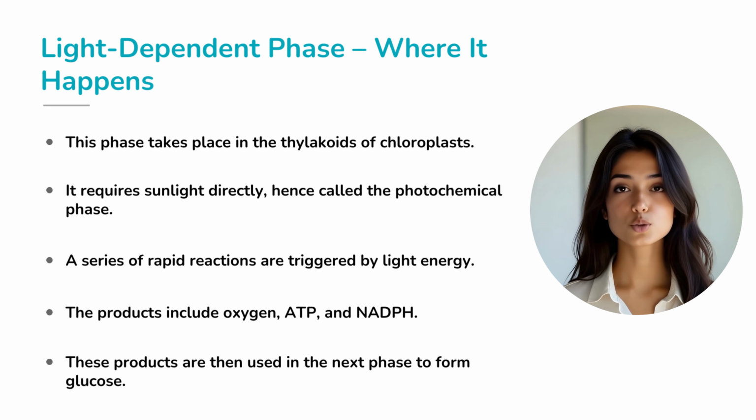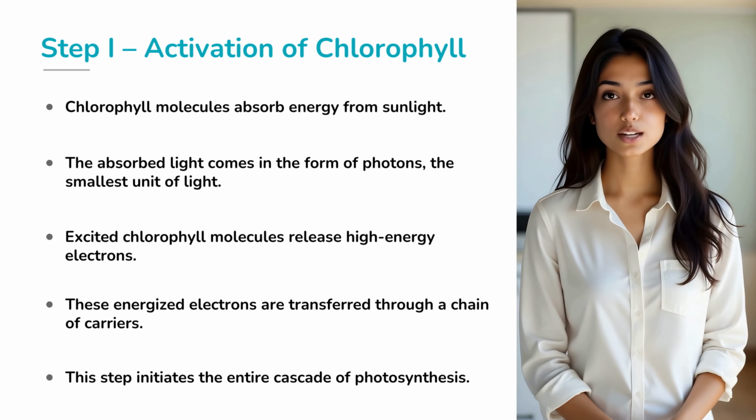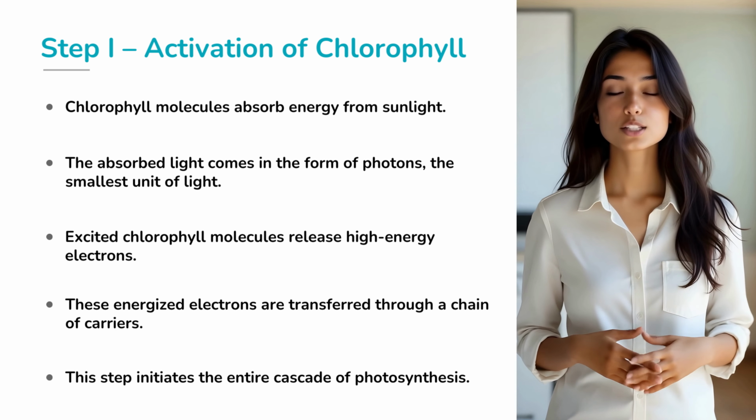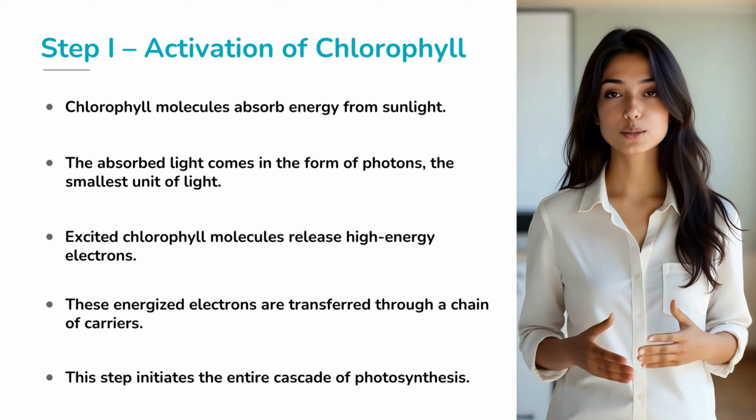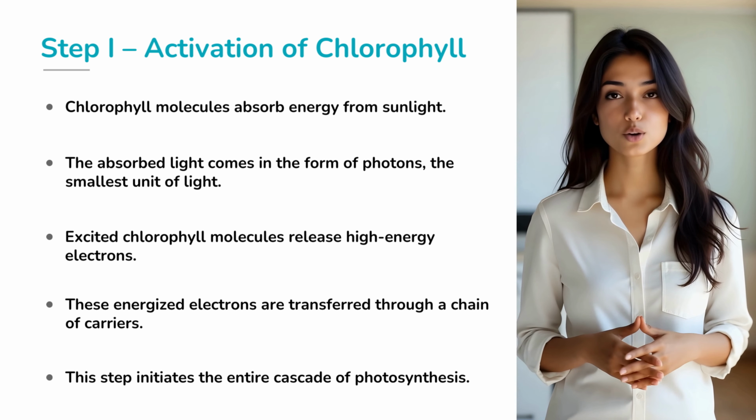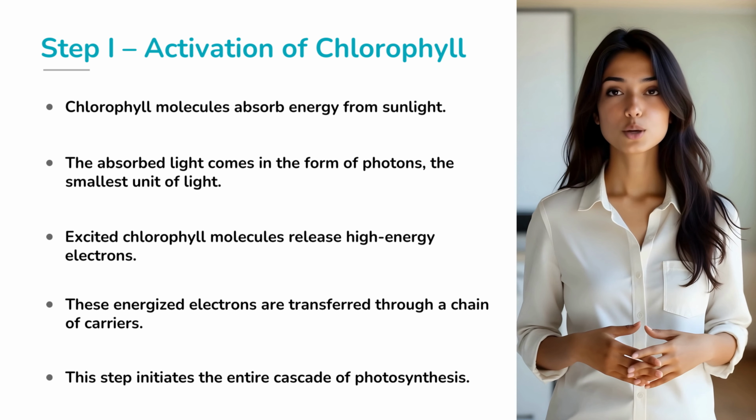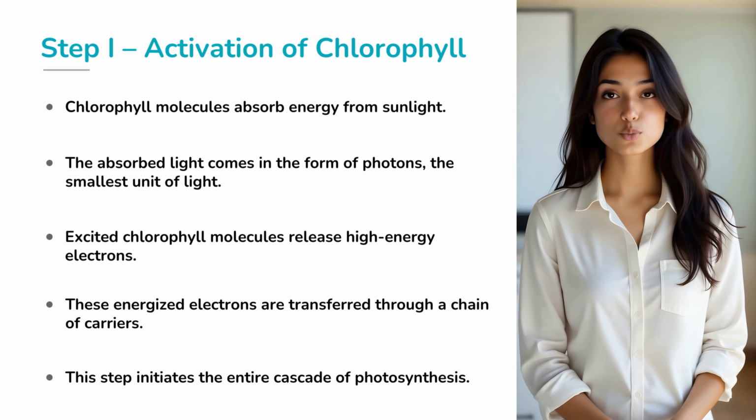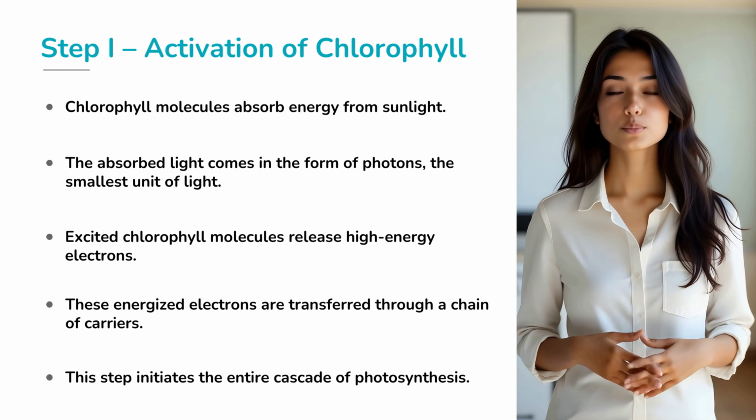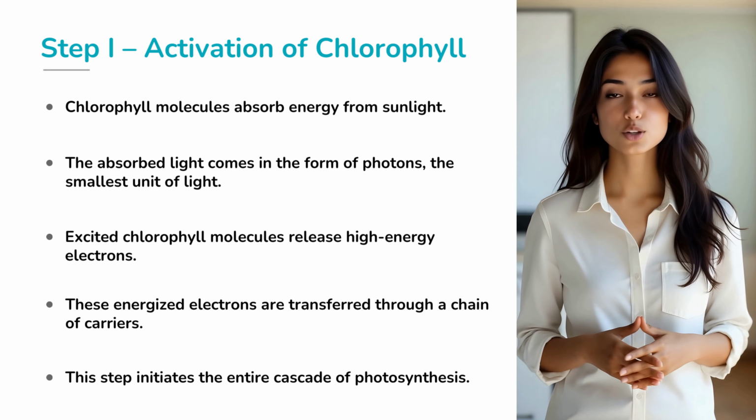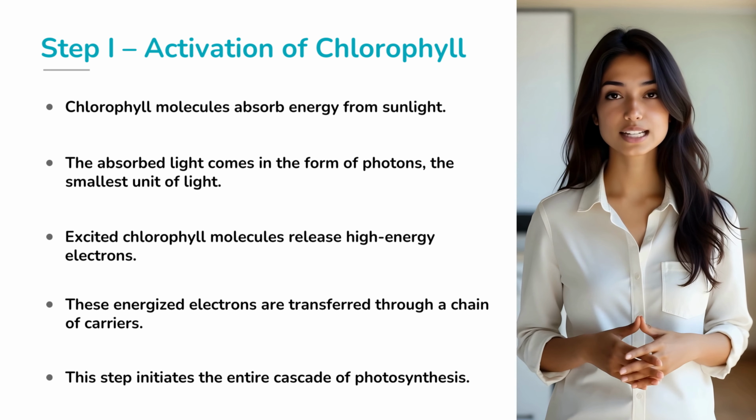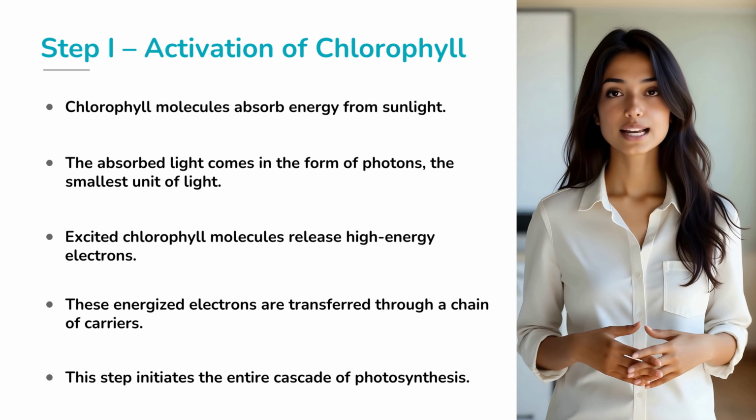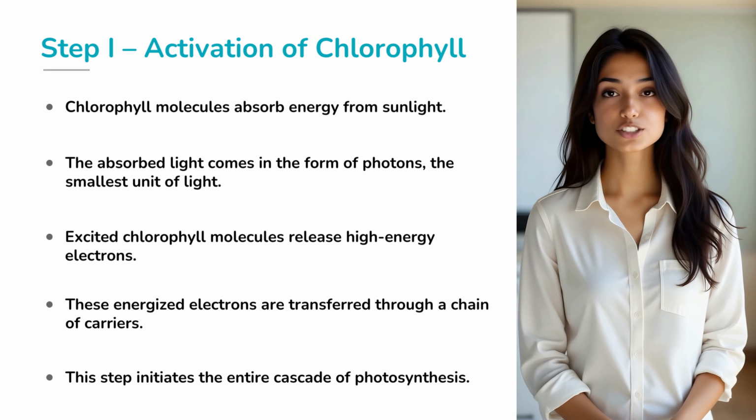the manufacture of glucose. Now, let's look at what happens first in the light phase, the activation of chlorophyll. When photons of light strike chlorophyll molecules, the pigment becomes energized. The chlorophyll releases high-energy electrons, which are picked up and passed along an electron transport chain. This electron flow drives the production of ATP and NADPH. So in simple terms, light gives chlorophyll a burst of energy, and chlorophyll passes that energy on in the form of excited electrons. This is the spark that ignites the entire process of photosynthesis.